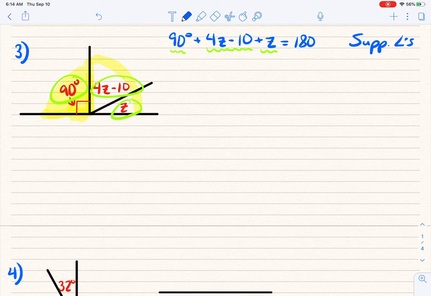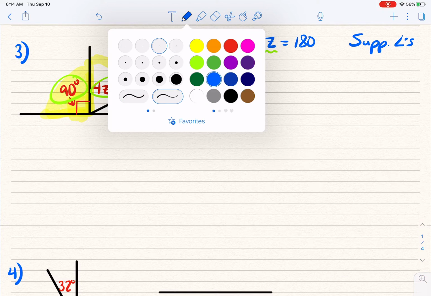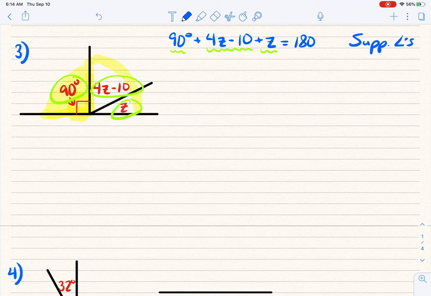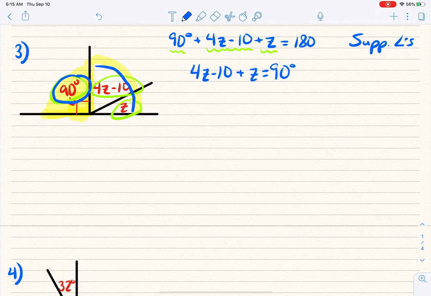Now, maybe you did that. Or maybe you kind of skipped ahead and said, well, I know that these two over here have to add up to be 90 if this one's 90 over here. And so maybe you just added them up and said, well, 4z minus 10 plus z equals 90. And that would be totally okay as well. And I could say that because they're complementary angles.